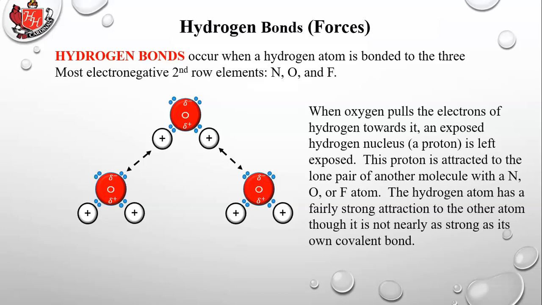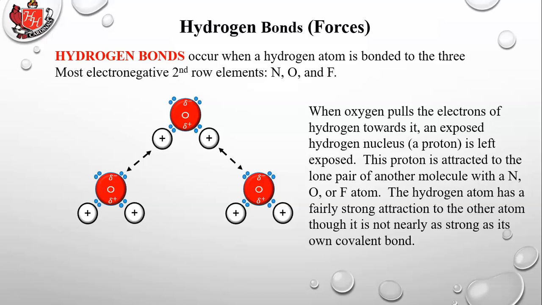So when oxygen pulls the electrons of hydrogen toward it, an exposed hydrogen nucleus, a proton, is left exposed. So let's just take the water molecule on the top. The oxygen is highly electronegative, so it pulls all the electrons towards it. That means the hydrogen atom, which was originally a proton and an electron, gets its electron kind of pulled away from it. Not like an ionic bond, but it does get pulled away. That leaves the proton part of the hydrogen just kind of sticking out there exposed. So you have these two positive charges on each water molecule sticking out.